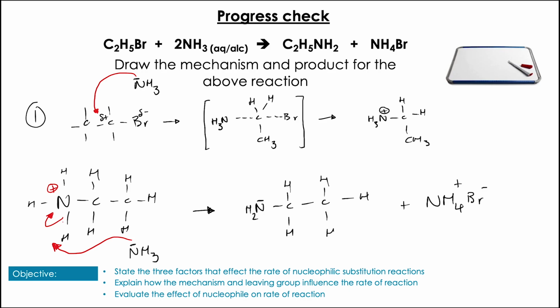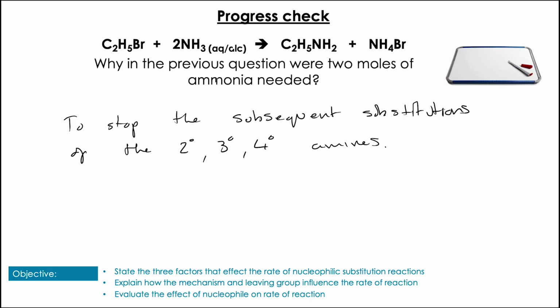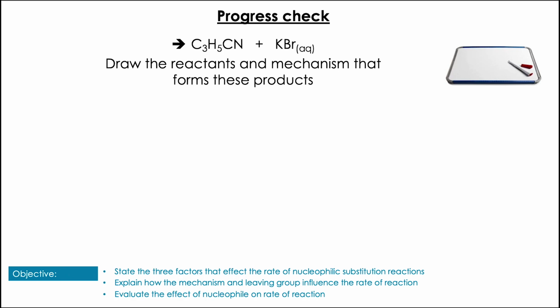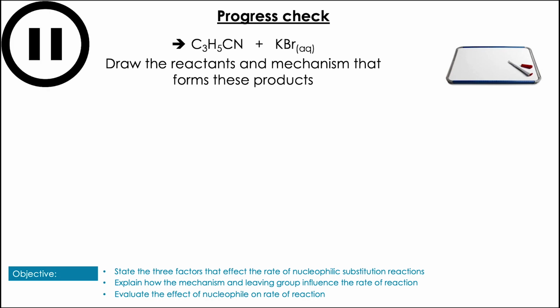Don't make the same mistake I have here in the first step of the reaction and not draw the arrow that shows the electrons going from the bond between the carbon and the bromine onto the bromine before it leaves. Make sure you include that. Last question then, draw the reactants and the mechanism that forms these products. Pause the video to have a go at that.